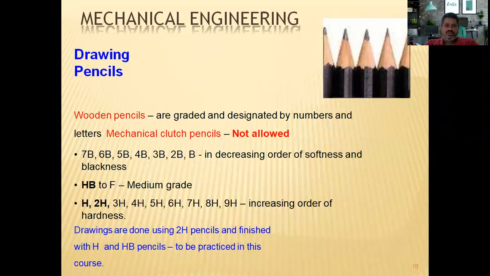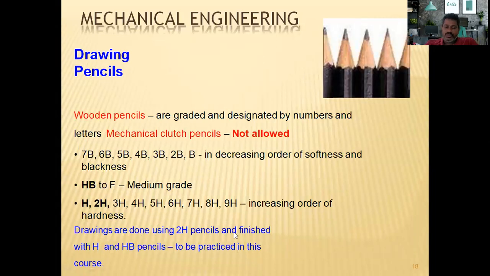Then I move forward to see the different types of pencils we need to purchase. In engineering drawing, we prefer to use wooden pencils. These wooden pencils are available in the market with a numeric followed by an alphabet, as you can see here. So 7B, 6B, 5B, 4B, like this. These are in decreasing order of softness and darkness, or blackness. Then H to 9H are in increasing order of hardness.